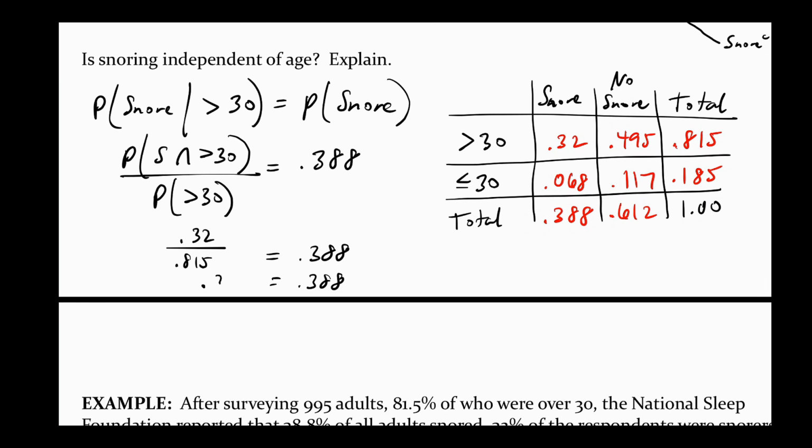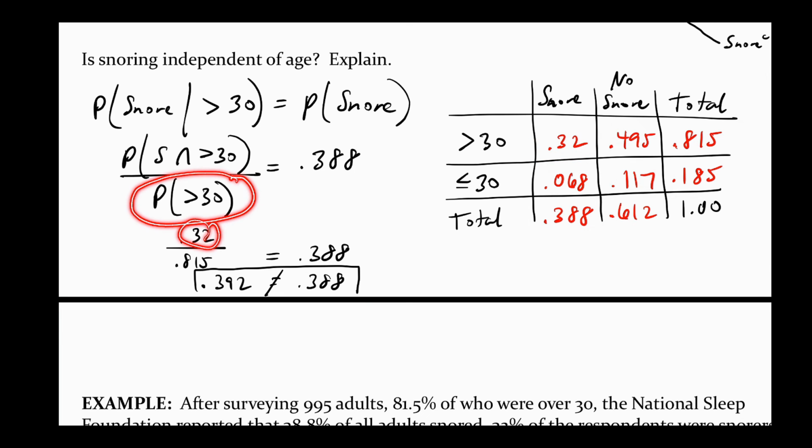0.392, very close, but not the same. You get 0.388. Oh, okay. Wait, snoring and over 30 is 0.388. Snoring? Just snoring is 0.388. No, but I thought it was probability of snoring and over 30? Yeah, 0.32.